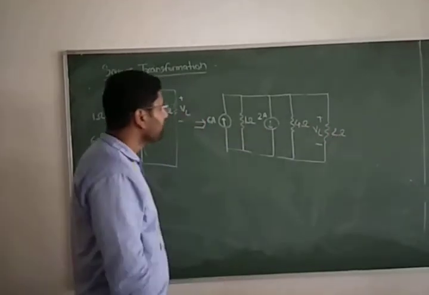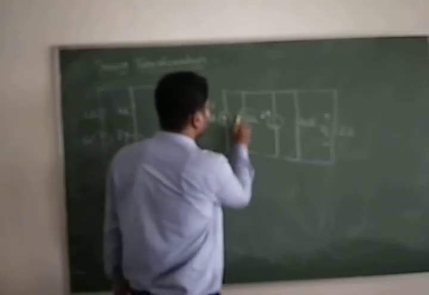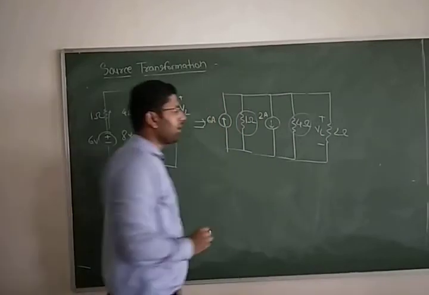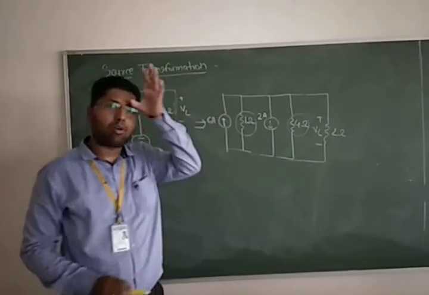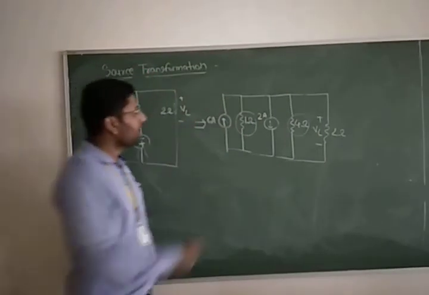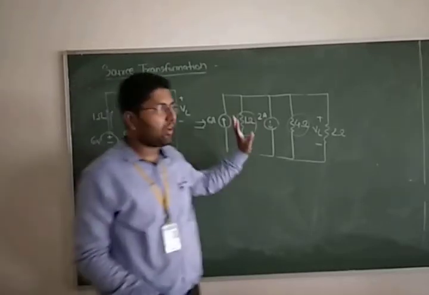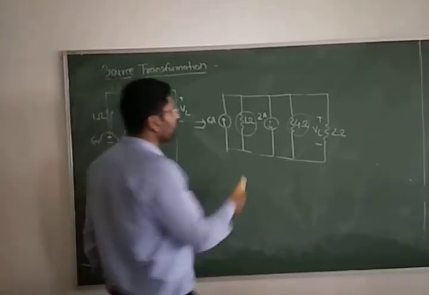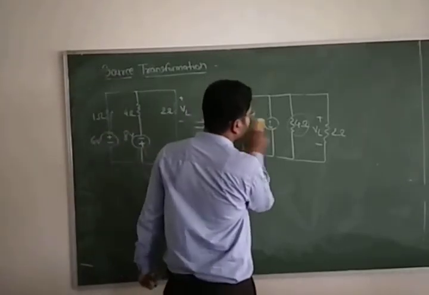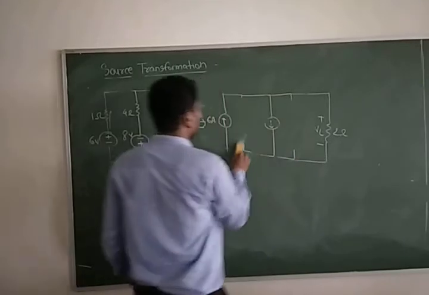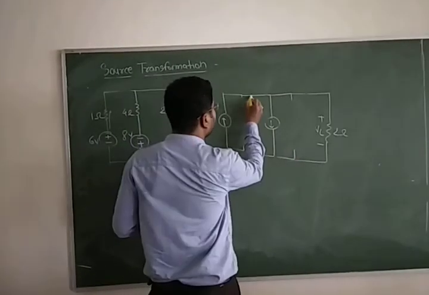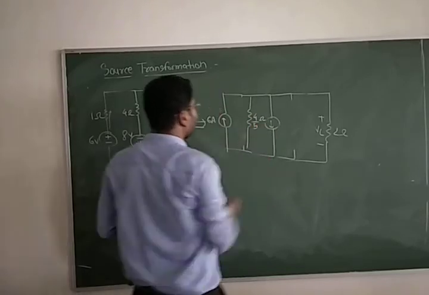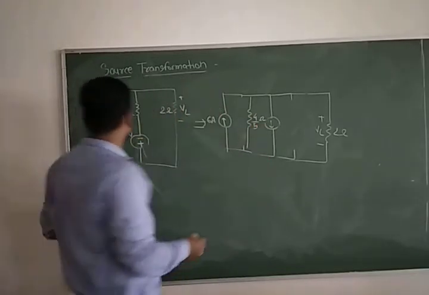So what you have to do further: this 1 ohm resistance and this 4 ohm resistance are in parallel. So you have to do the parallel combination. What is the parallel combination? That resistance is 4 by 5. I will do the simplification directly on this diagram. So what is that? 4 by 5 ohm.